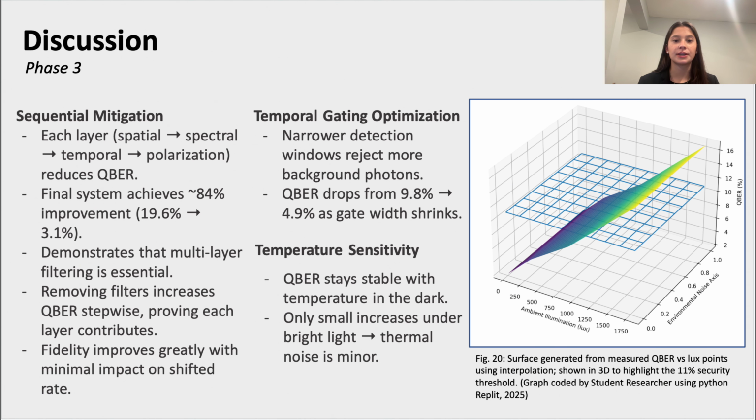Temporal gating proved especially effective, reducing QBER from 9.8 to 4.9%. The sequential ablation study confirmed that each mitigation layer contributed independently, with the QBER increasing stepwise when filters were removed. Temperature testing showed that thermal effects played a minor role compared to optical noise. As visualized in Figure 20, the mitigation was successful and kept QBER below the 11% security threshold across a broad range of ambient light conditions.